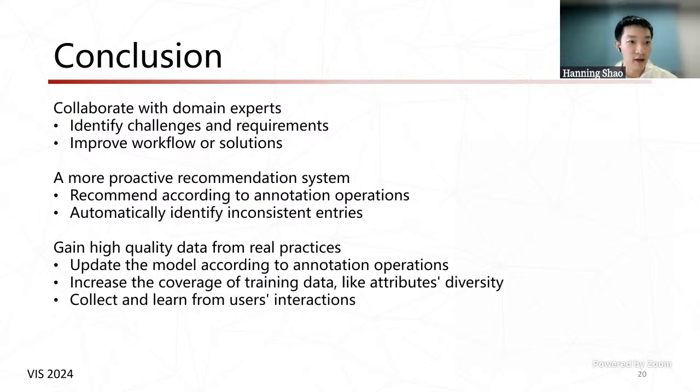And let's make a conclusion. This is the work we collaborated on with domain experts, where we identify their challenges and requirements and try to improve their workflow with our techniques. For the system, it can be more proactive. For example, we can do recommendations according to users' operations, or automatically identify inconsistency in the data table. Besides, the system operation records are also valuable, since they are high quality training data for the model, so that we can improve our system's performance.